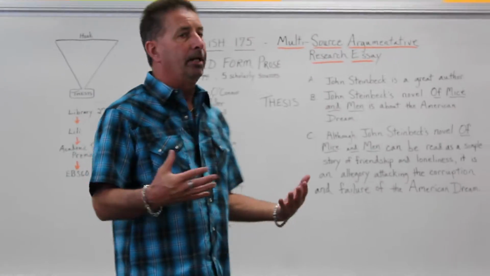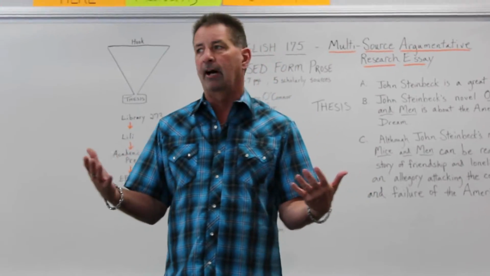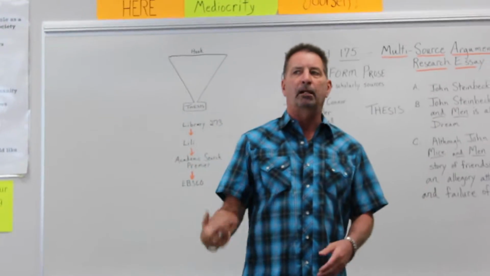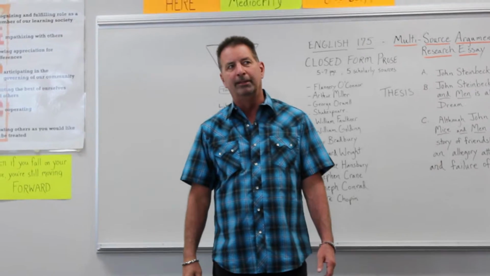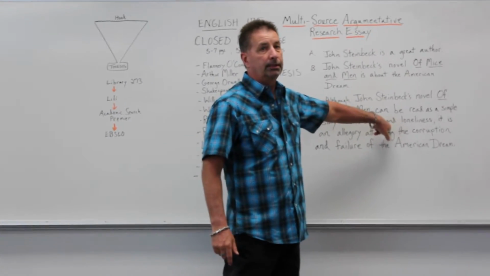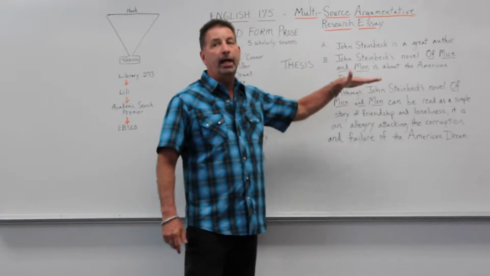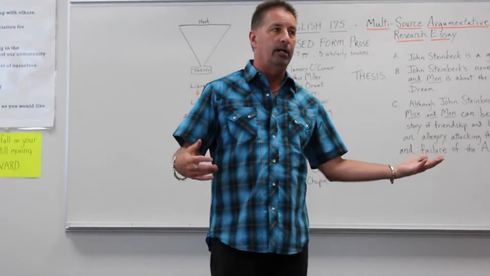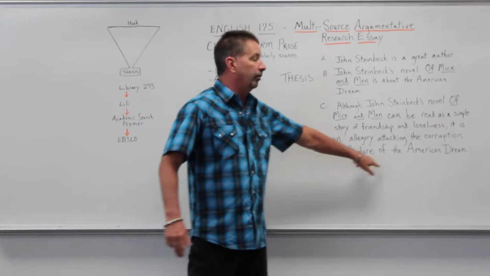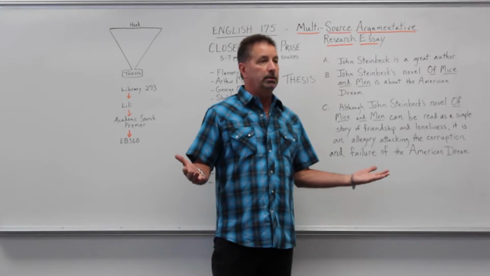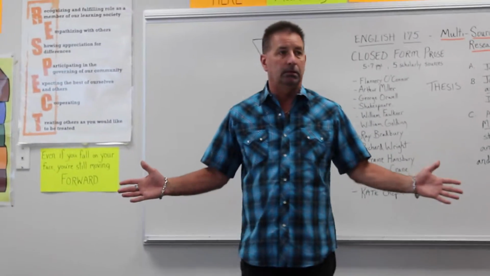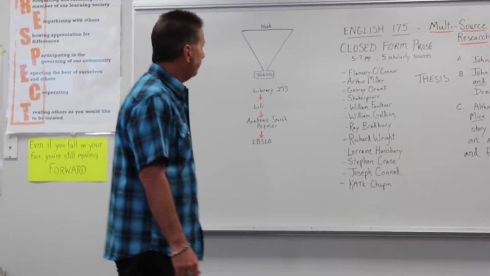It's bringing up something that if you just read the book, like my sophomores read the book, I've never had a sophomore raise his hand and say, you know what, this is about the failure and corruption of the American dream. All they see it as at first is a story about friendship and loneliness. So your tension comes from pointing out it's an allegory that can be read on a deeper level, and this is what we're going to focus on, corruption and failure of the American dream in the United States. This is the type of thesis you want. That make sense? Good. Okay.